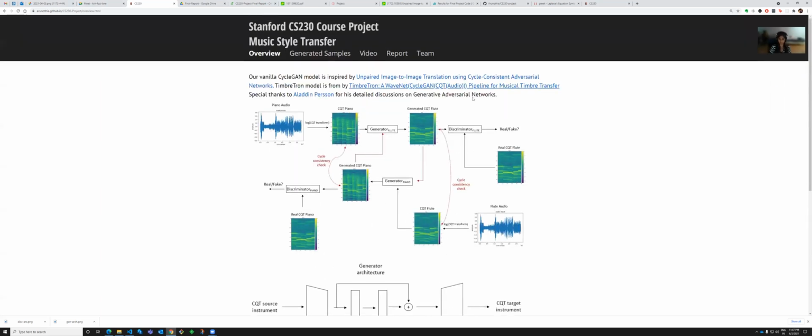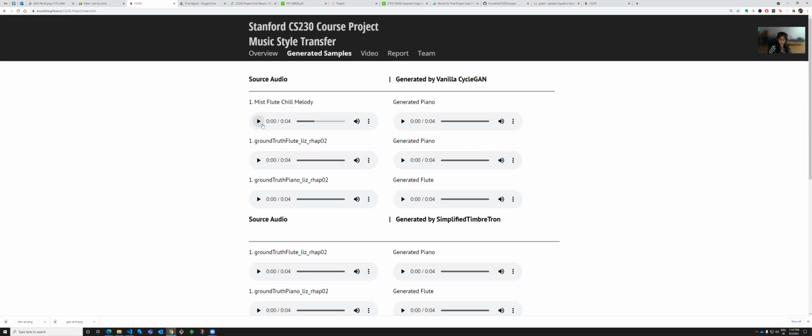So let's look at our generated samples. So this is the output from a vanilla cycle GAN. So this is the original flute. And this is the generated piano from our vanilla cycle GAN. We can see that it is able to identify the timbre of a piano and produce it. And even though we did not reconstruct the audio using a WaveNet, the reconstruction is pretty good with invert CQT, as humans are not very perceptible to phase information in the audio.